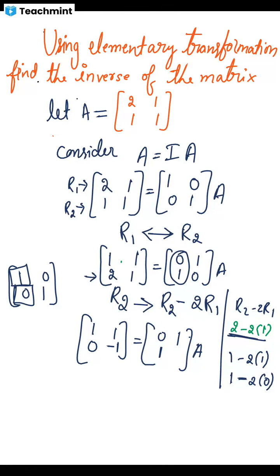Next, these two. Row 2 element is 0 minus 2 into the corresponding row 1 element, which is 1. So here minus 2 comes.